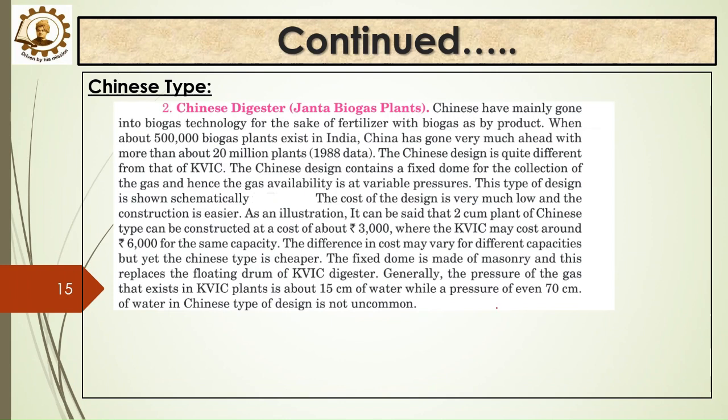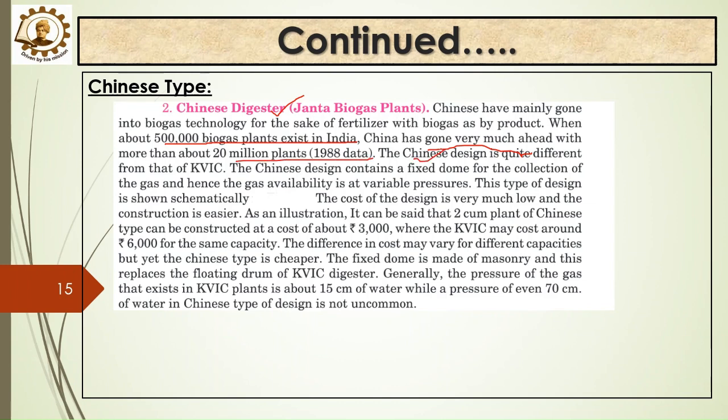In the Chinese type digester, also known as the Janta biogas plant, the Chinese have mainly gone into biogas technology for the sake of fertilizer, which comes as a byproduct of biogas. About 5 lakh biogas plants exist in India, while China has gone very much ahead with about 20 million plants. That's data from quite way back.